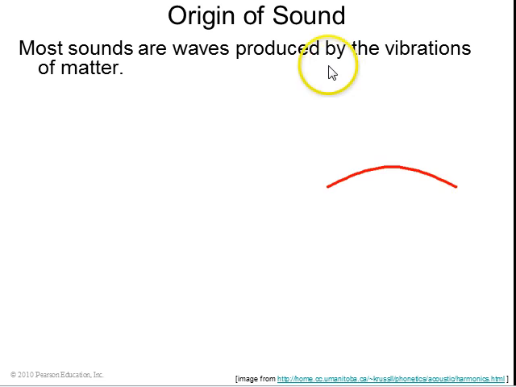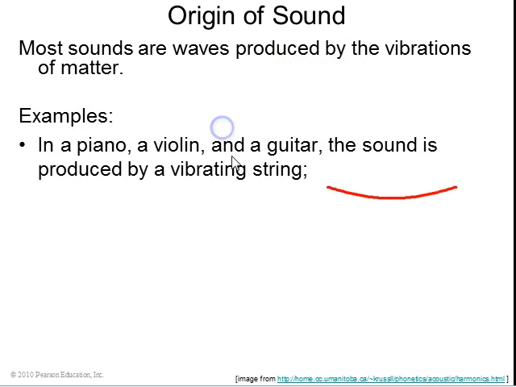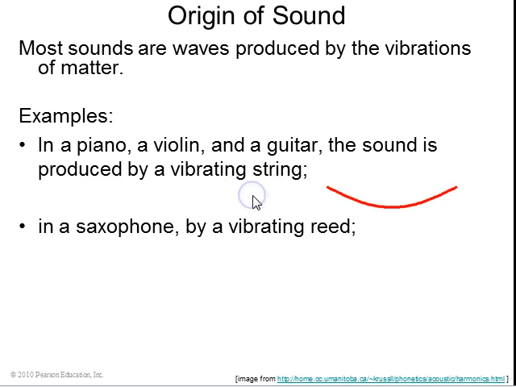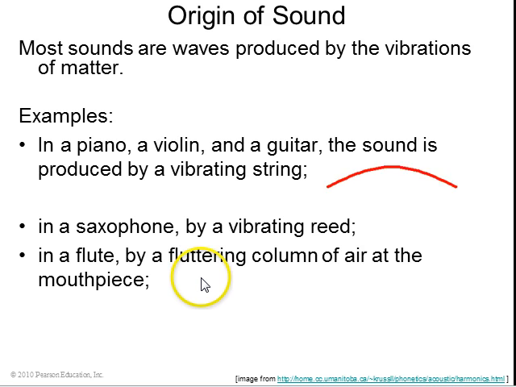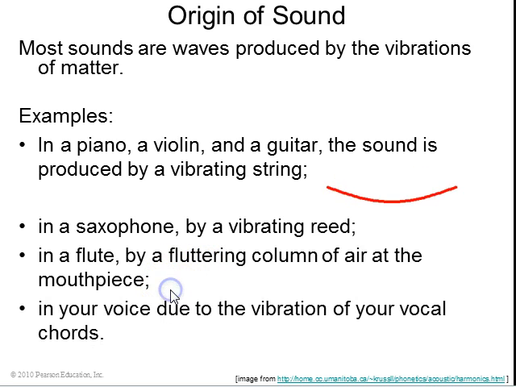So sound waves are produced by the vibrations of matter. For example, in a piano, a violin, or a guitar, the sound is produced by a vibrating string. In a saxophone, there's a vibrating reed. In a flute, there's a fluttering column of air at the mouthpiece. And in my voice, my vocal cords are vibrating.